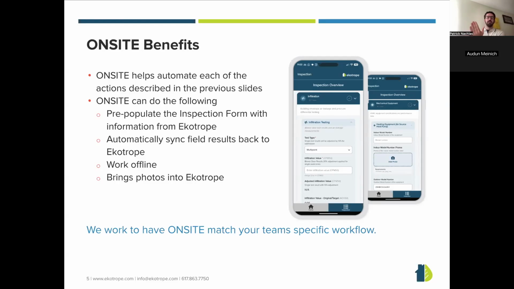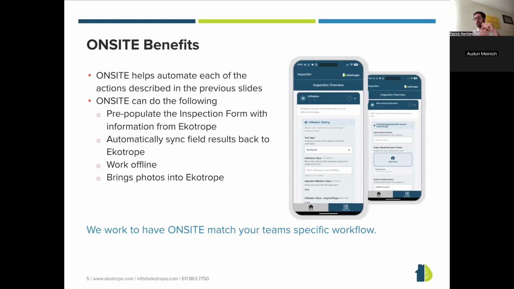Then your inspector completes the form, fills everything out, takes all the photos, and they click submit. And then it does three things automatically. It updates the Ekotrope energy model with any diagnostic tests or changes they made. If they ran a blower door and they say, it's not 5 ACH 50, it's actually 1295 CFM 50, that automatically updates the energy model to that value. It also sends all of the photos that were taken in that form directly into the energy model.